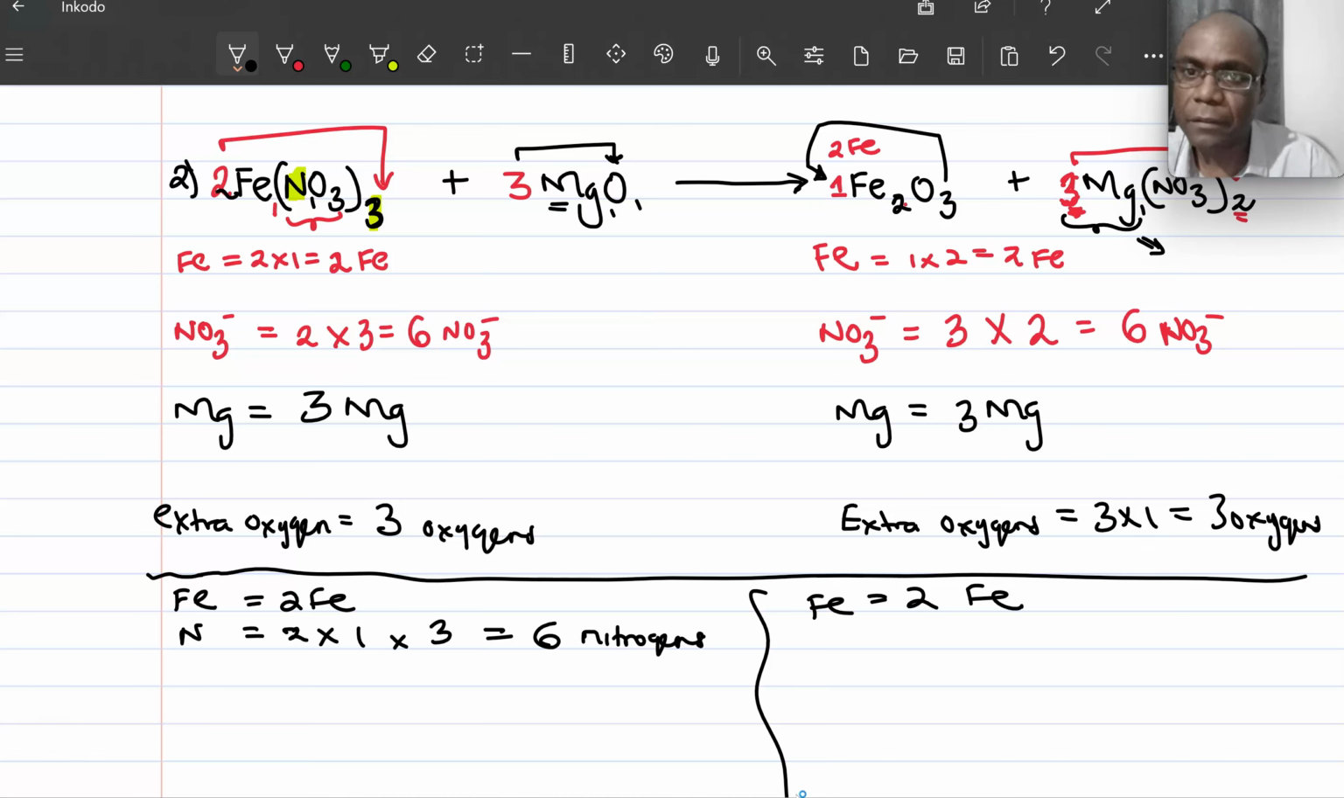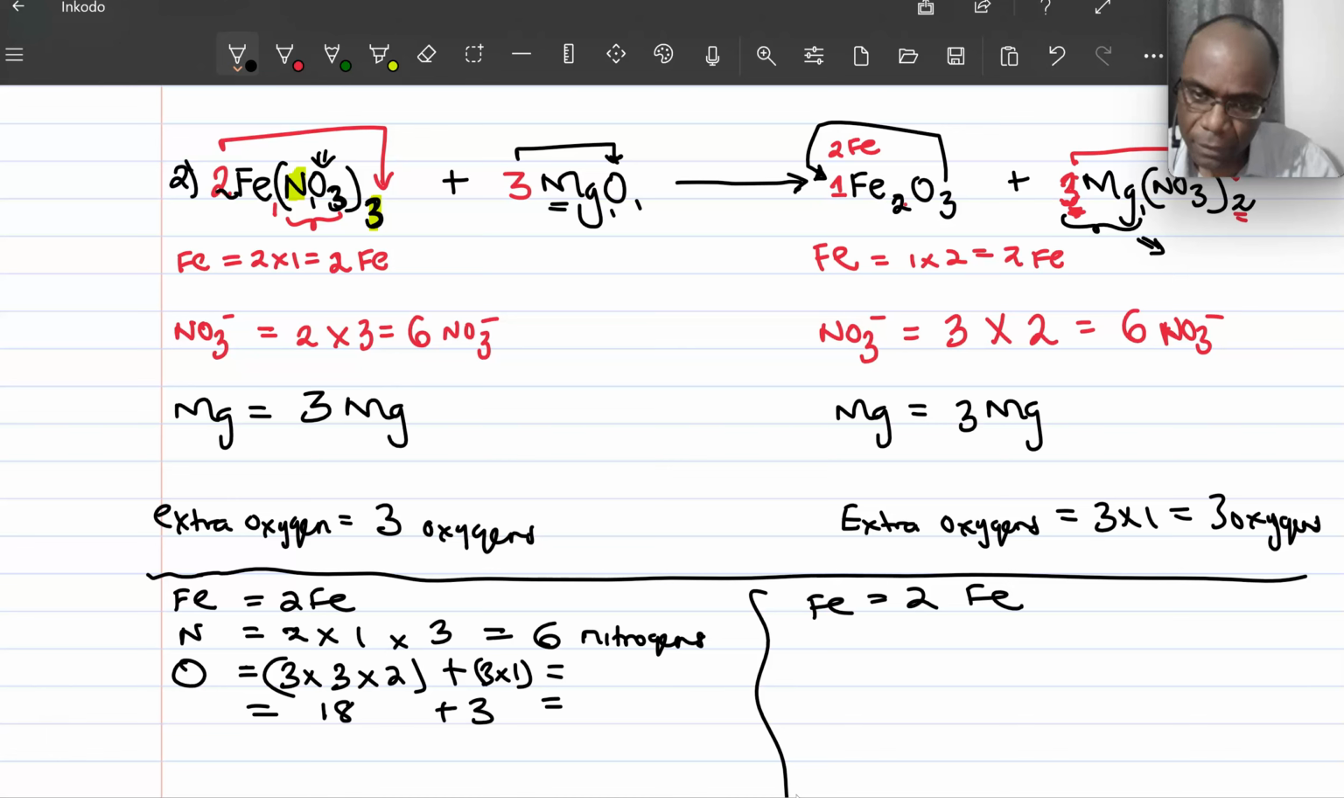Okay, focus on the oxygen. The oxygens here are 3 times 3 times 2. But we do have other oxygens here, 3 times 1. If you add all these together on the left, it's 18 plus 3, giving me 21. So we have 21 oxygens. Let's go to the right side. How many oxygens?